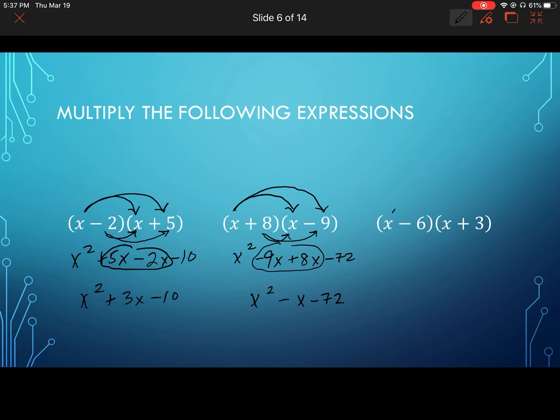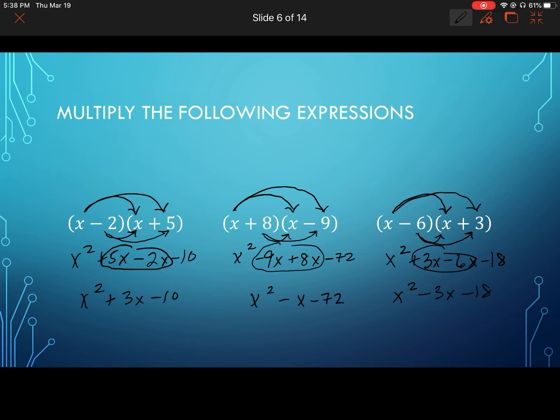All right, and for the third one, nothing different. X times x, hey, x squared again. X times 3 is 3x. And then negative 6 times x and negative 6 times 3 is going to give me a negative 6x minus 18. Combine like terms, x squared minus 3x minus 18.